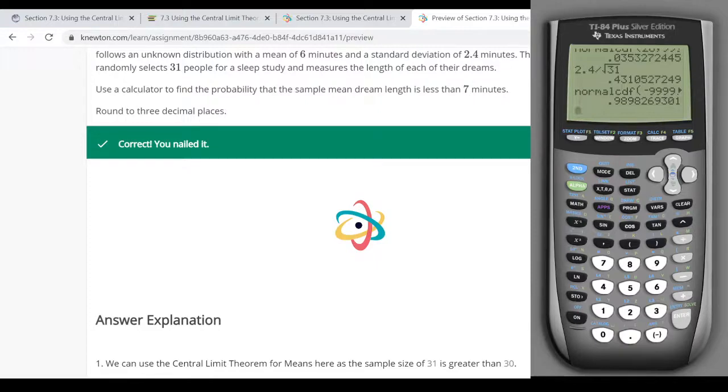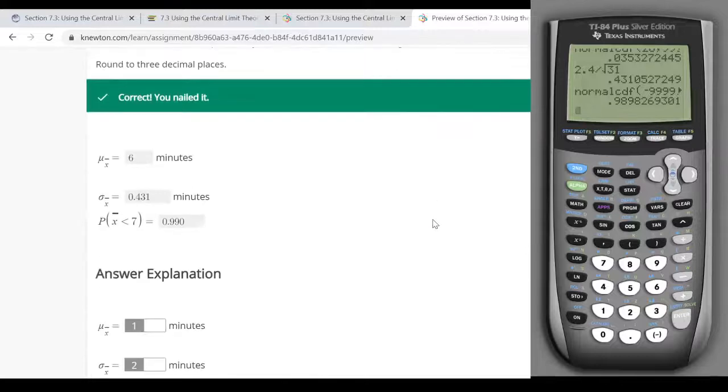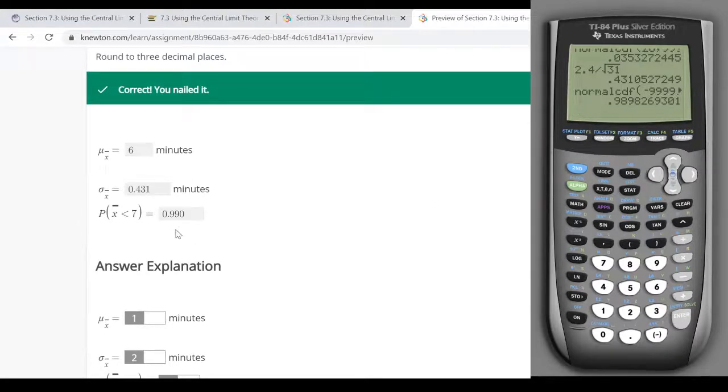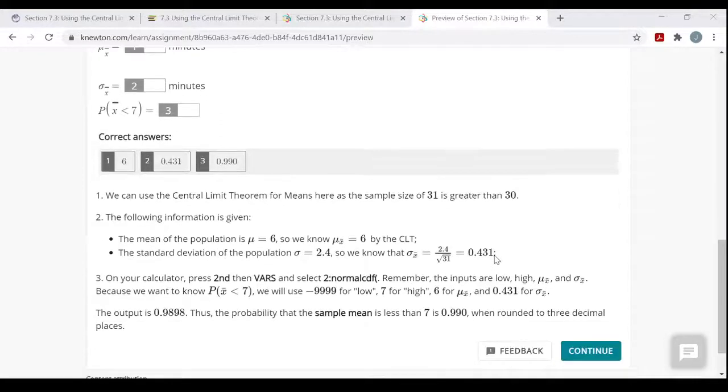Very high probability. So that psychologist, I would say his belief is valid. He believes a majority of people have dreams lasting less than 7 minutes, and there's a pretty high probability that a group of 31 people has that happen. So I'd say what that psychologist believes is pretty accurate. And we'll talk more about whether or not a belief or a claim is true. That's going to be hypothesis testing. We'll be doing a lot more of that in later chapters.